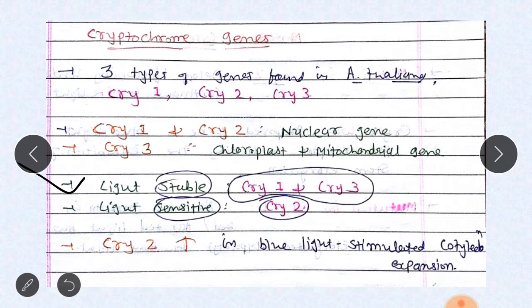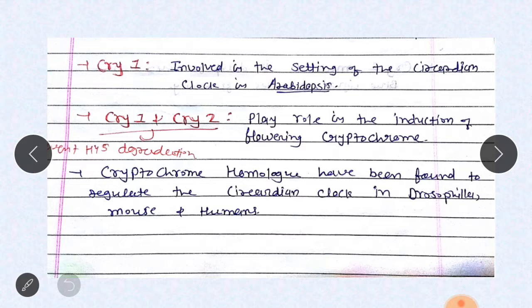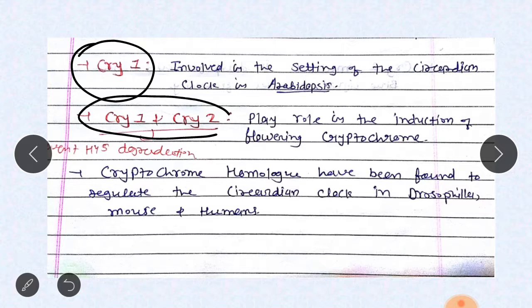Cry2 is high when blue light stimulates cotyledon expansion. So Cry2 will be high. Cry1 is involved in the setting of the circadian rhythm. A special function of Cry1 is to maintain the circadian rhythm, and Cry1 and Cry2 play a role in induction of flowering. So Cry1 and Cry2 are both responsible for induction of flowering, and they both prevent the degradation of HY5 by COP1. Cryptochrome homologs have been found to regulate the circadian rhythm in Drosophila, mouse and humans also.